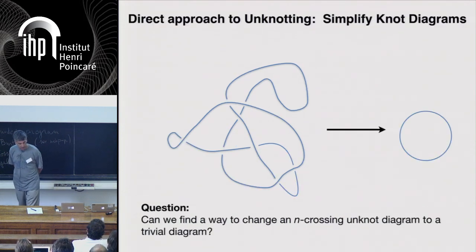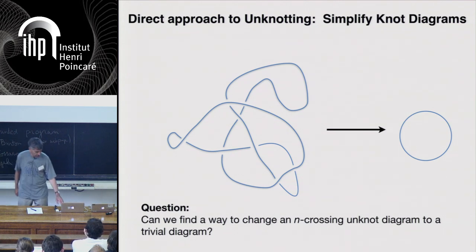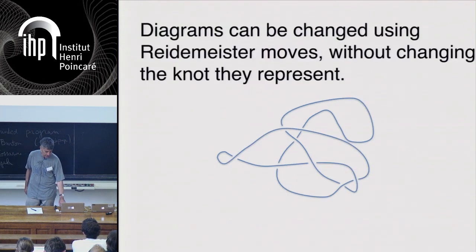A direct approach to unknotting is to somehow try to find systematic ways to simplify diagrams until you get rid of all the crossings or get stuck. So diagrams can be changed using Reidemeister moves without changing the knot they represent.